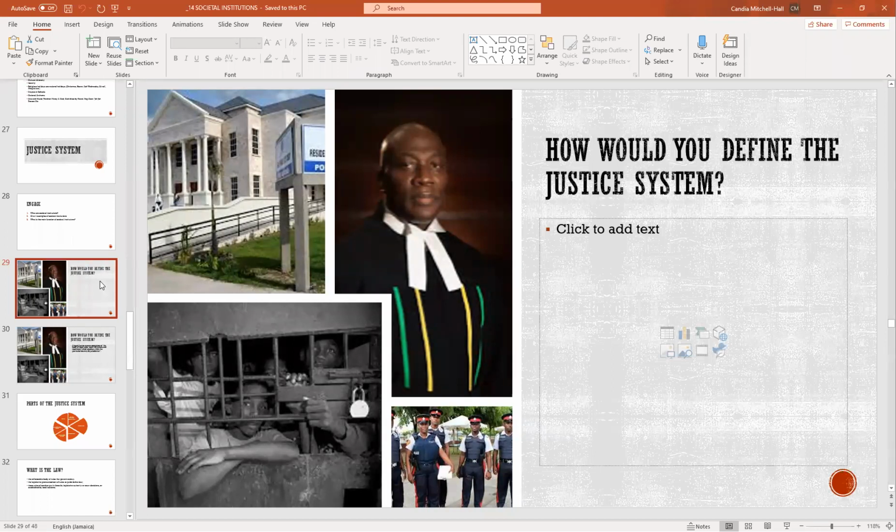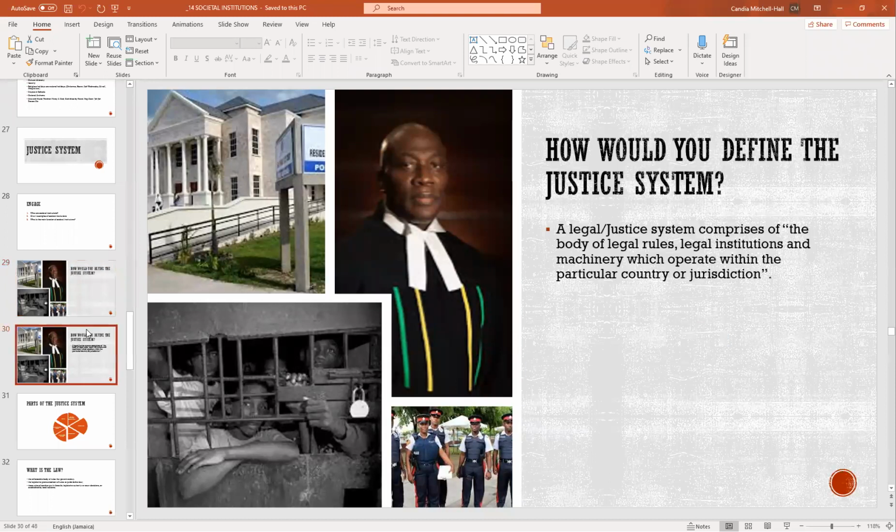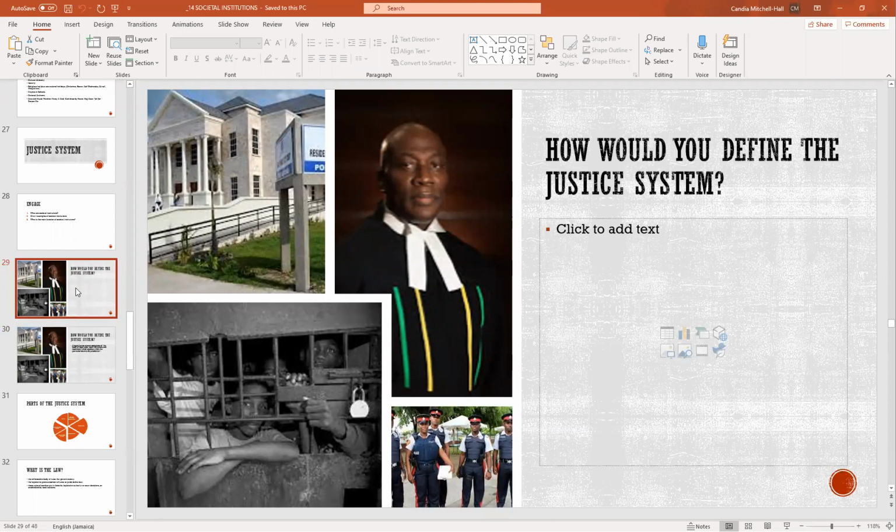Yes. And so when we talk about the justice system, Richardson, you can go ahead for me. Sir, when I hear justice system, I think about laws that govern a country. All right, laws that govern the country. Very well, you're correct. So both of you are correct.